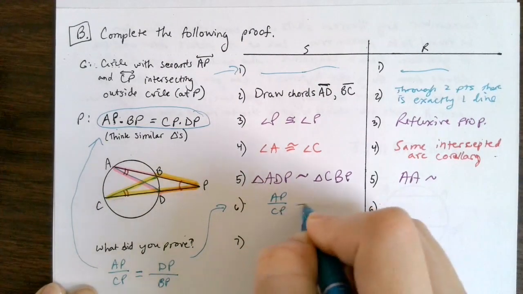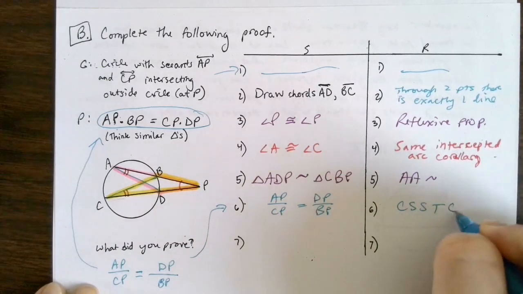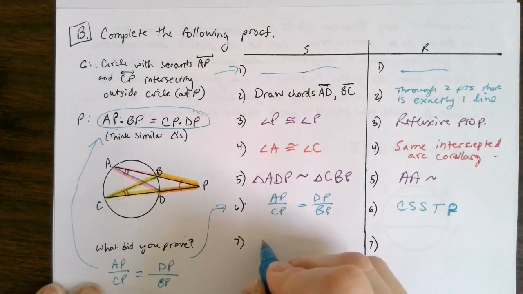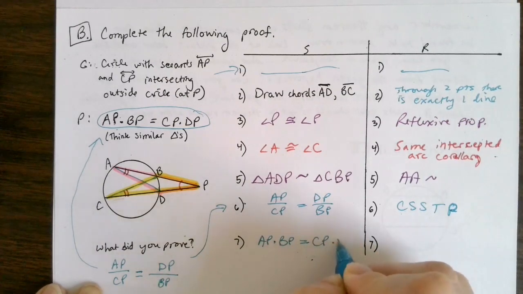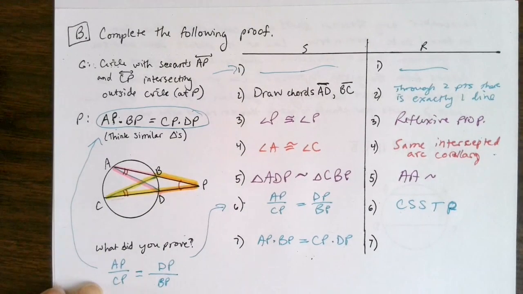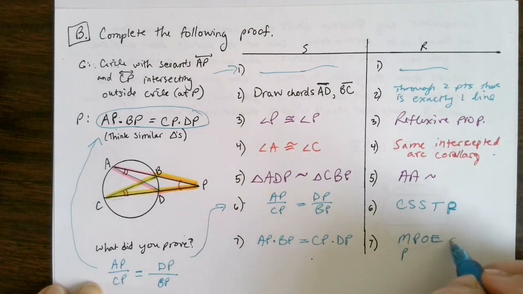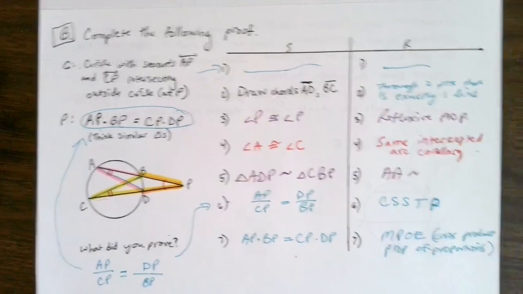AP over CP equals DP over BP. Corresponding sides in similar triangles are proportional, which is part of your definition of similar triangles, and then that follows with AP times BP equals CP times DP, which is obviously what we're trying to prove, and that would be multiplication property of equality, or you could say cross product property of proportions. Either of those is fine.